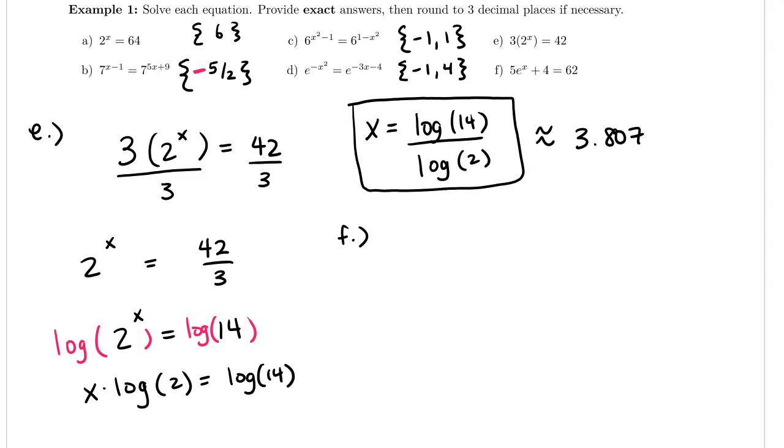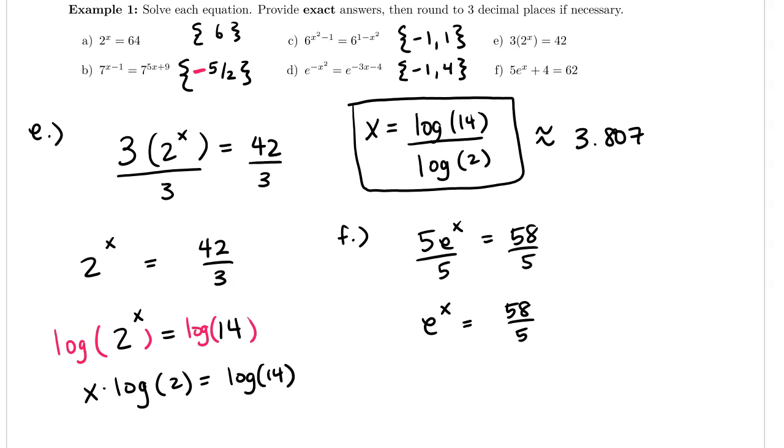I'm going to start off by subtracting 4 from both sides. If I do that, we'll get 5 times e to the power of x is equal to 62 minus 4 is 58. Then from here, I'm going to divide both sides by 5, and we get e to the x is equal to 58 over 5.